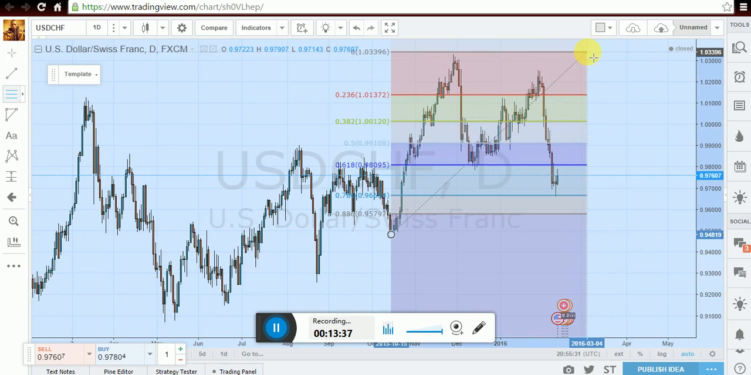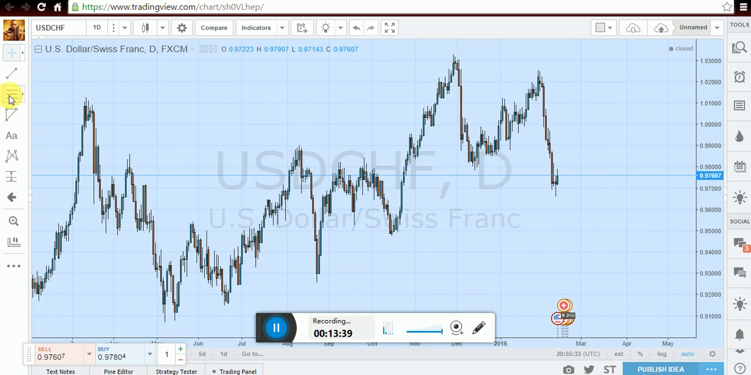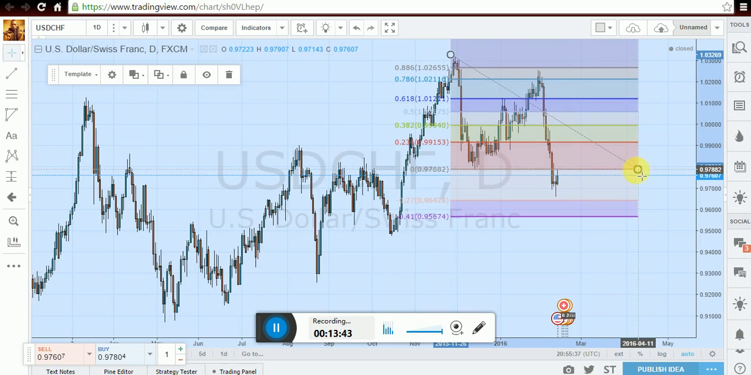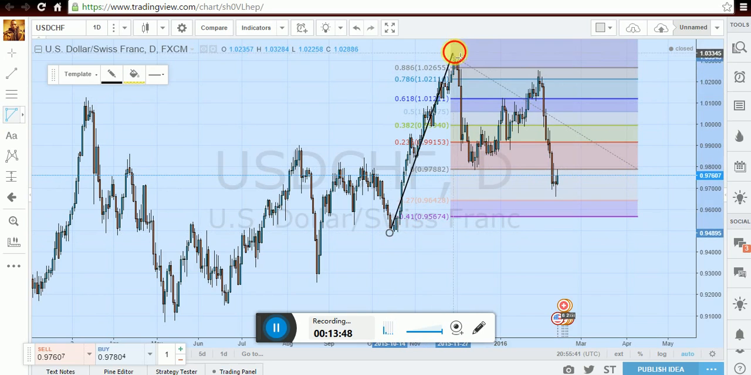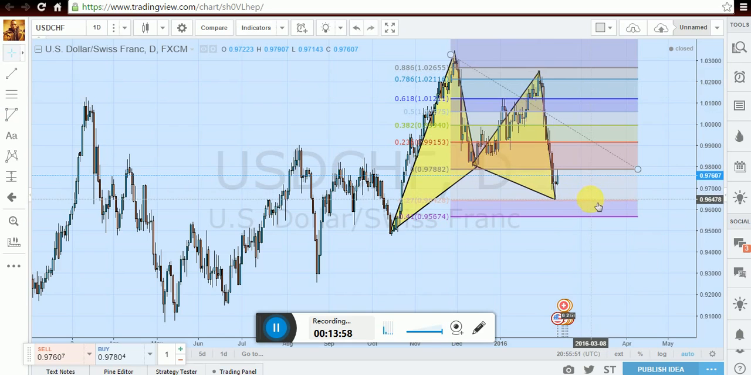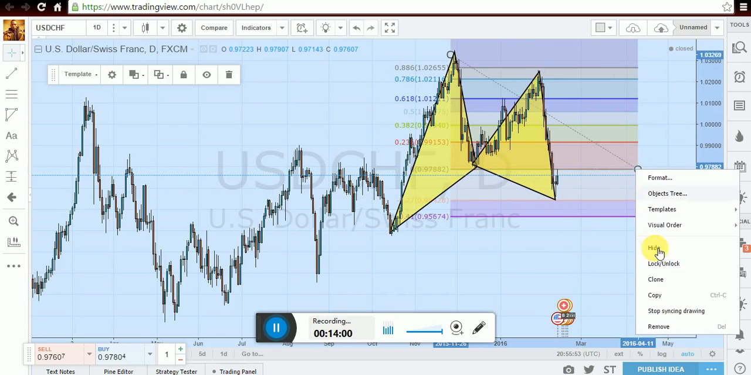Well, here's the godly pattern. I think the godly pattern might have been triggered. No, not yet. It hasn't been triggered yet. So we got a potential godly pattern that's going to terminate at the 127 extension, because the market came within about 13 pips of it and then it rallied.